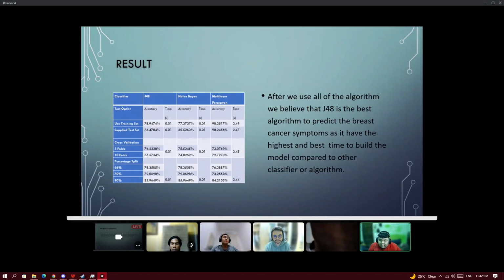So here, we display 3 types of algorithm results. The first algorithm is J48, the second one is naive Bayes, and the last one is multi-layer perceptron. As you can see, after we used all the algorithms, we believe that J48 is the best algorithm to predict breast cancer symptoms, as it has the highest accuracy and the best time to build the model compared to the other classifiers or algorithms.